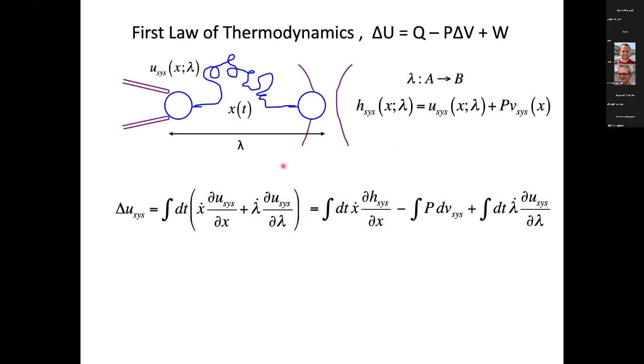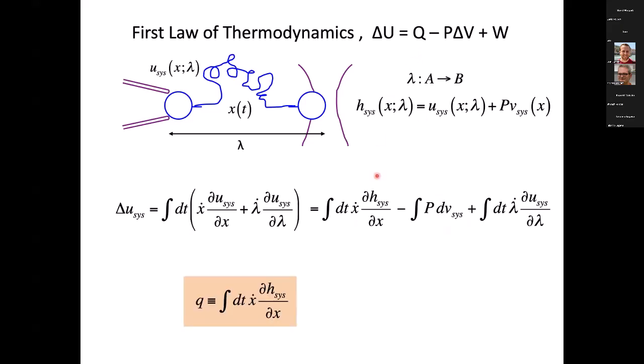And then I can rewrite this U_sys here as H_sys minus the product of pressure and V_sys. So that gets me to these two expressions over here. So I first have the time integral of x dot dH_sys/dx. And then because the P here does not depend on lambda, I can rewrite this contribution as simply P times dV_sys. And then I have this contribution over here, which just carries over. Okay, and now this is starting to look a little bit like the first law.